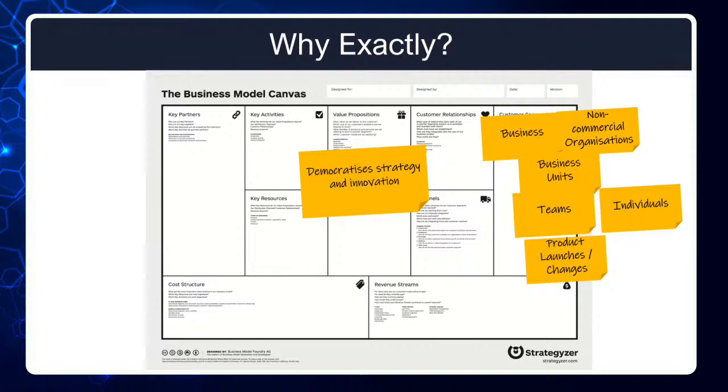And a lot of companies use it for product launches. So they treat a new product or a revised product as an entirely new business and ask themselves, okay, who is this product going to help? How is it going to help them? How are we going to get our money? What is it going to cost us to do it? And is it going to work?